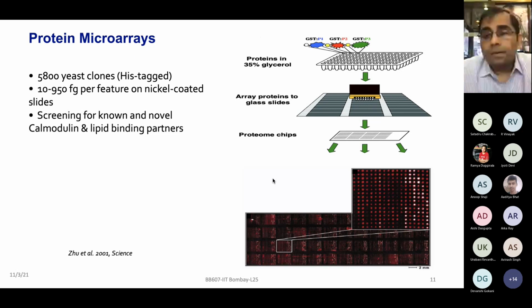They made the arrays of yeast, the entire proteome of 5,800 yeast proteins, and then they tried to screen for novel interactors like calmodulin and lipid binding proteins on the entire array surface. That again became the first novel application and got another Science paper. So think about it: when technologies are developing, if you are the first one to show, it becomes very easy to go to the top journals.